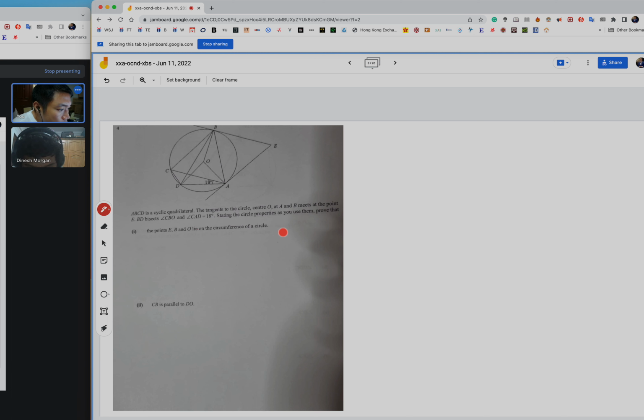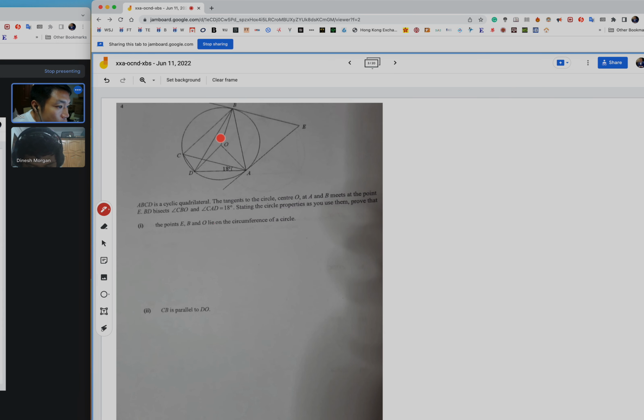So this is equal to this because of the angle bisector, because it says BD bisects. Like I say, it's always good practice to use a highlighter. You highlight the things you can see. My approach is, the first thing I will do is highlight this.